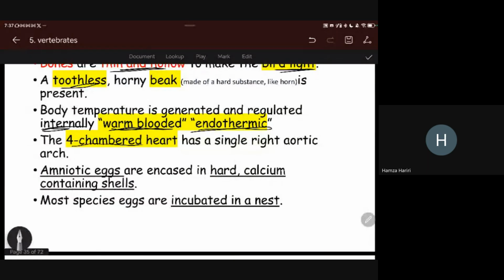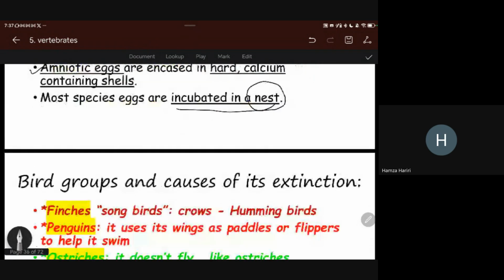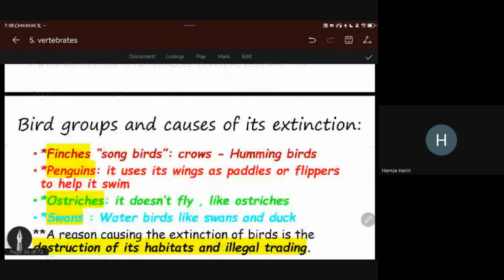They have four-chambered hearts and a single right aortic arch, so they have one aorta. Also, they have the amniotic eggs that we've discussed earlier in the reptiles. Most species' eggs are incubated in a nest. As you know, the birds make nests for their eggs, to lay their eggs inside this nest.